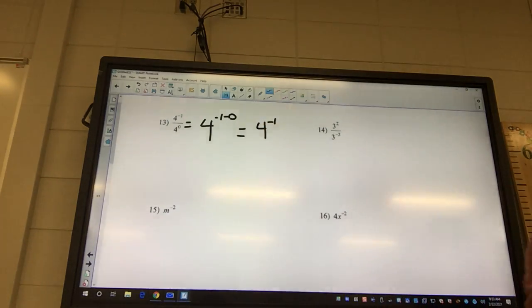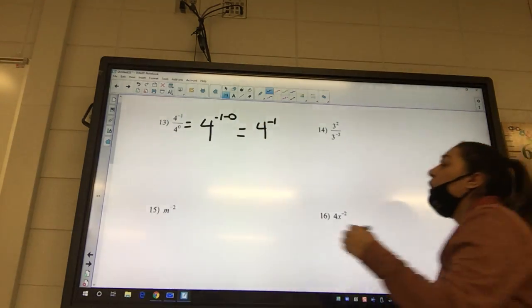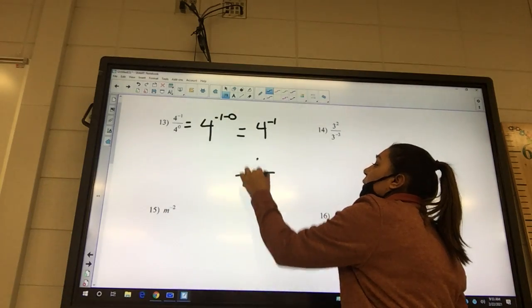What do we do with negatives? Come on, switch your seat up, dude. Put it on the bottom. And we put a 1 on top.